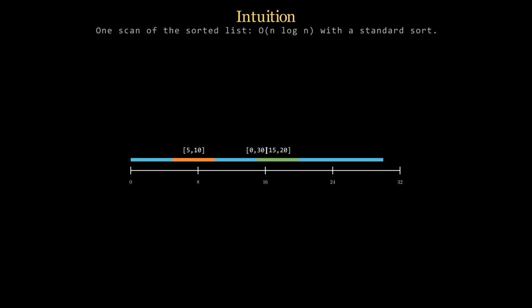After sorting, walk once left to right, each step compares the previous interval's end with the next interval's start. Total time is order n log n for the sort plus order n for the scan.